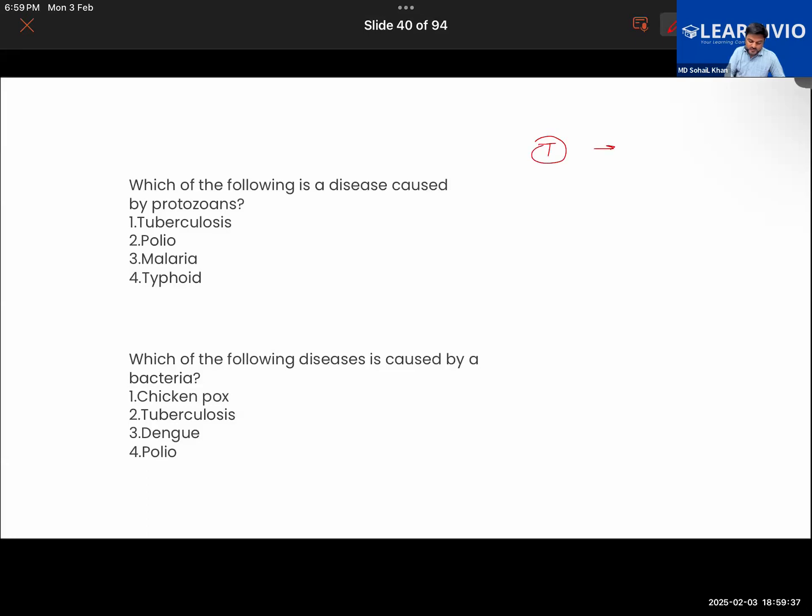Tuberculosis is caused by a microorganism. In short, this is AMBI. Anyone who can recall the name? AMBI, I would say. So that is basically Mycobacterium tuberculosis. Okay. So this is responsible for causing tuberculosis.